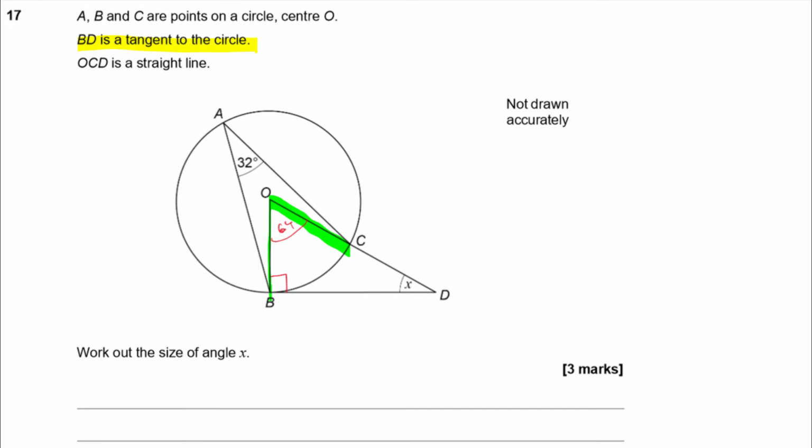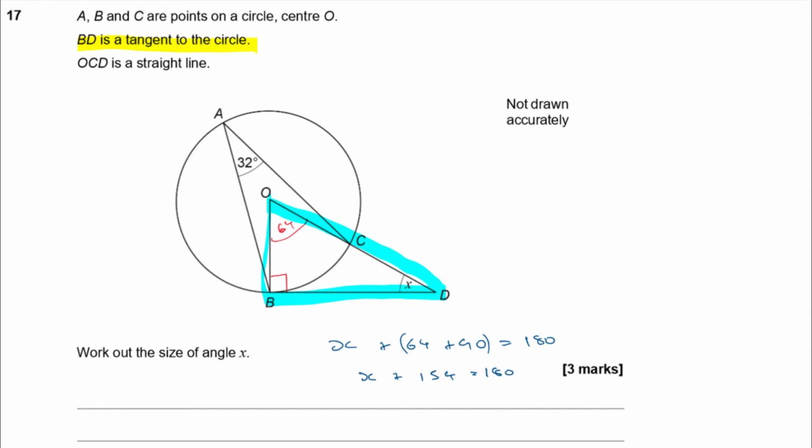So then I found two angles in this triangle down here, haven't I? Okay, and I know that the angles in the triangle add up to 180 degrees, and I know the other two, so I should be able to find X. So X plus my 64 plus the 90, my three angles in the triangle, add up to 180 degrees. So if I add those two together, that's X plus 154 is equal to 180. So taking 154 away from both sides, then X is going to be 26, isn't it? So that's my answer. X is 26.